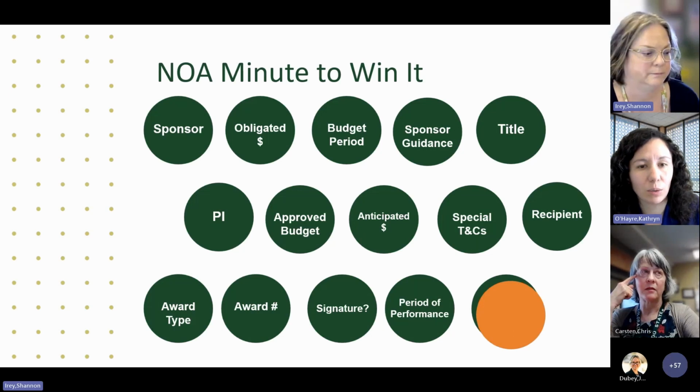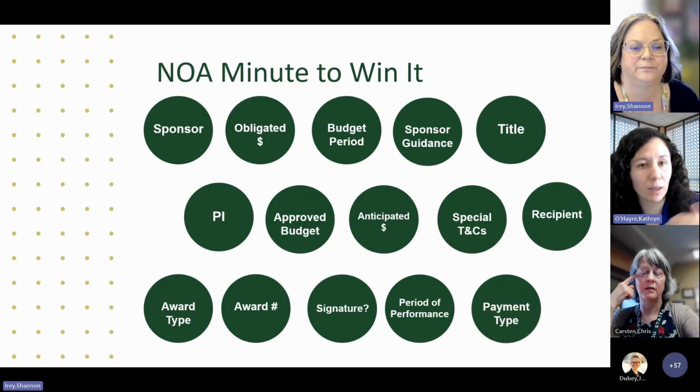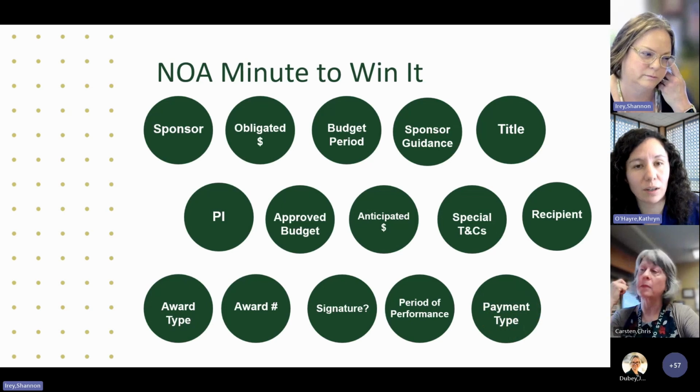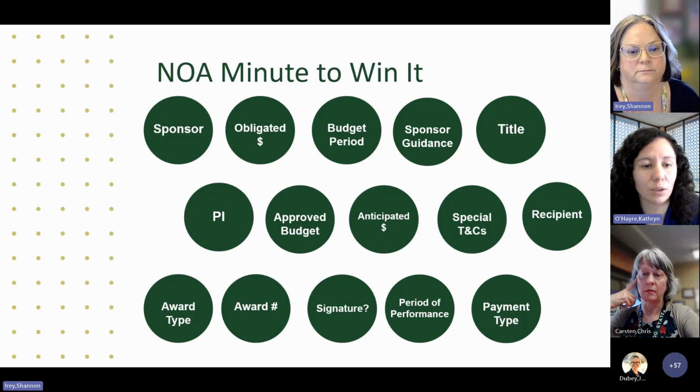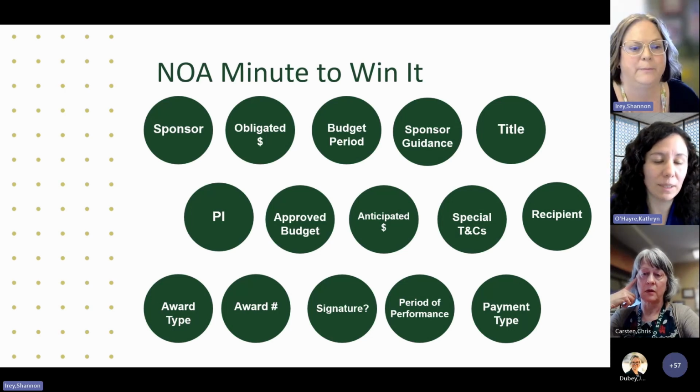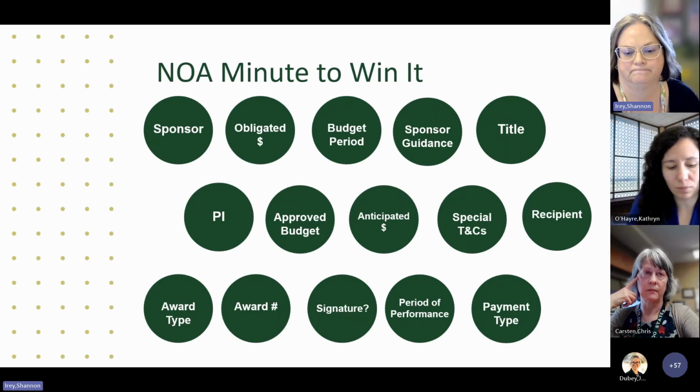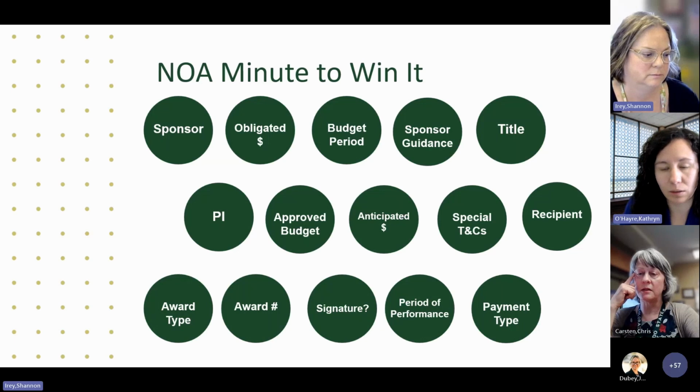This one is not something that we have to sign off on, versus a subaward incoming to us. A grant from another institution of higher ed, we would actually have to sign off on. Contracts we actually have to sign off on, with an electronic signature. And the last one, payment type. Do we see what it is? This is something we need to put in.